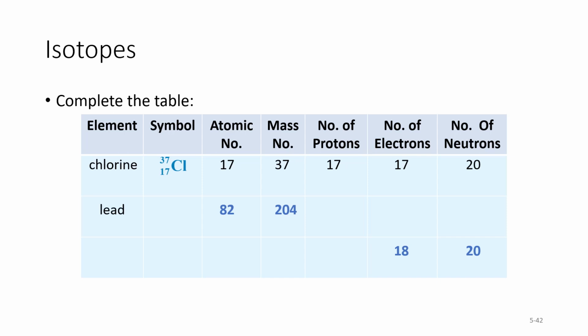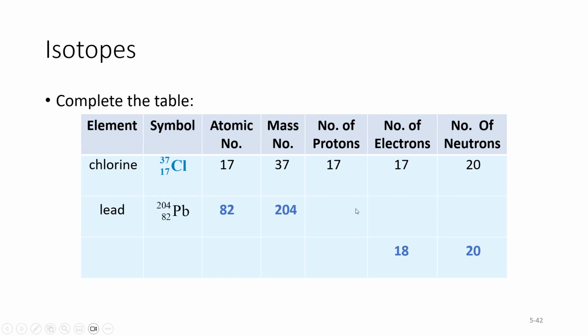And the symbol. So the symbol is created by putting the capital P, the lowercase b. So lead is Pb. Then we put the mass number on top and the atomic number on the bottom. So Pb, 204 goes on the top because that's the mass number, and 82 goes on the bottom because that's the atomic number.